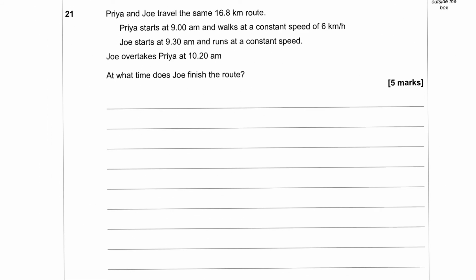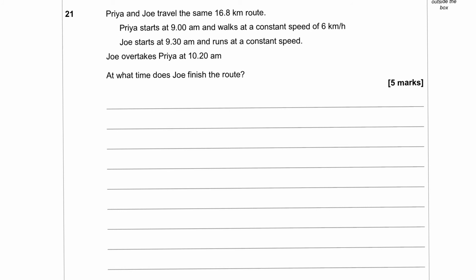Okay, having a look at question 21. Priya and Joe travel the same 16.8 kilometers route. Priya starts at 9 a.m. and walks at a constant speed of 6 kilometers per hour, whereas Joe starts at 9:30 and runs at a constant speed. Joe overtakes Priya at 10:20 a.m. So we need to figure out what time Joe would finish the race.